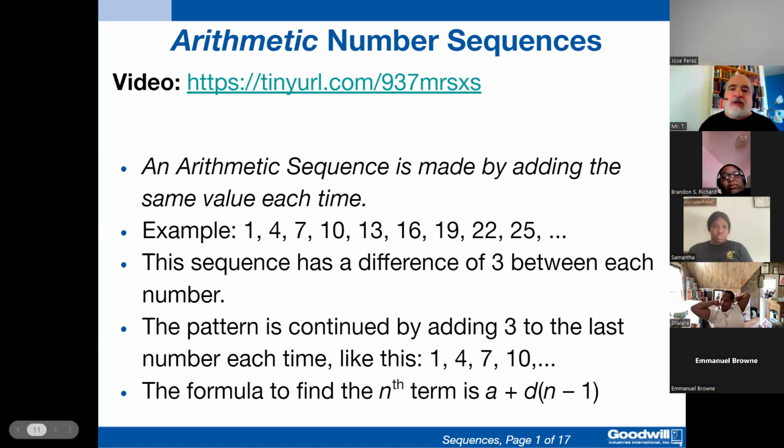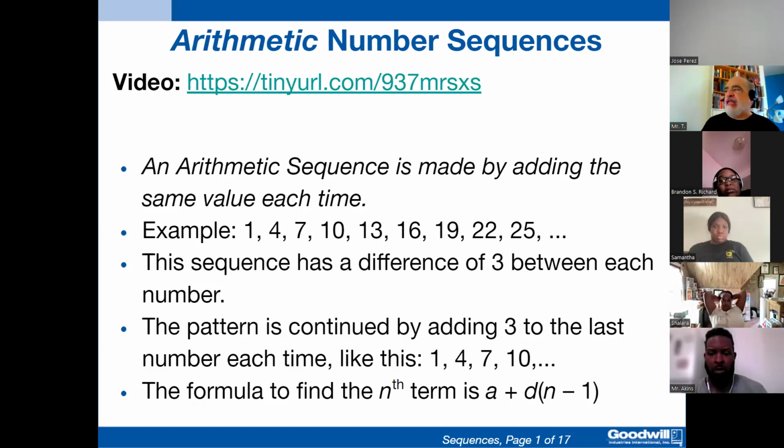So an arithmetic sequence is the simplest kind of math sequence. It's made by adding the same value each time. By the way, I'm sharing a screen that says arithmetic number sequences. If you don't see that screen, let me know, and I'll give you a minute to find it. An example is 1, 4, 7, 10, 13, 16, 19, 22, 25. That's an arithmetic sequence, and we know that because we're adding the same amount each time. There's a difference of 3.